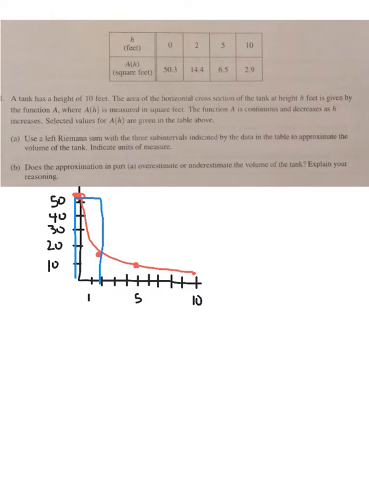2 to 5, 2 is on the left-hand side, so I start at 2. I go up to where it hits the graph, go over to the end of that interval, and down. And the same thing with 5 through 10. So I go up to where 5 hits the graph, it's right here, go over to the end of the interval, and down. Now you can see that my rectangles, which are in blue, look at them. All this space is above the curve, so that's definitely an overestimate. So then you would just say that it's an over approximation, or an overestimate.